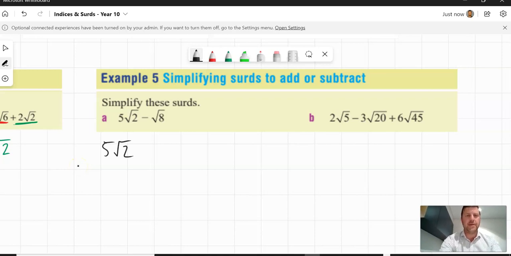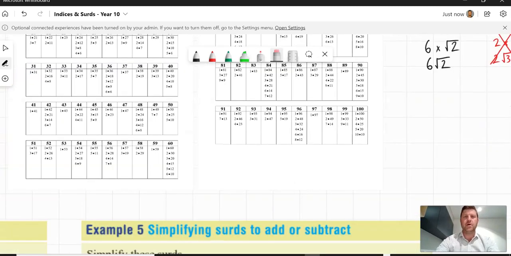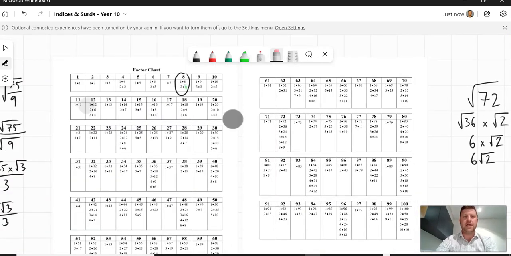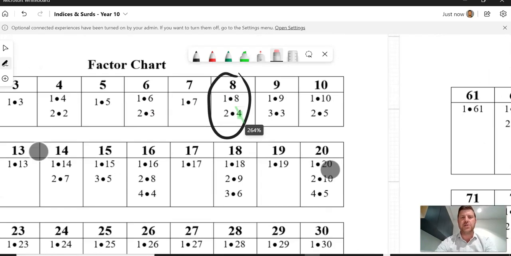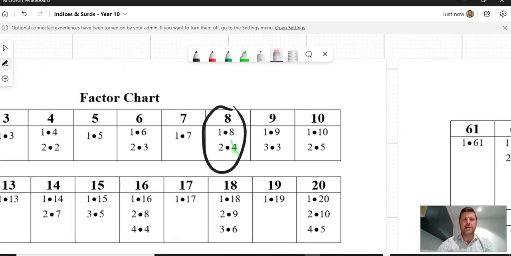So that stays the same. But minus root 8 can be simplified. I'm looking for a square factor of 8. Now, if you go back to my last video, you might have seen me using a factor chart where I find the number that I'm looking for. So in this case, it's 8. I'm looking for the square factors of 8.